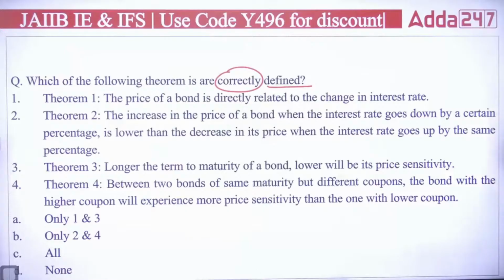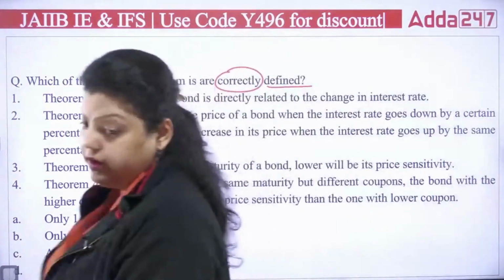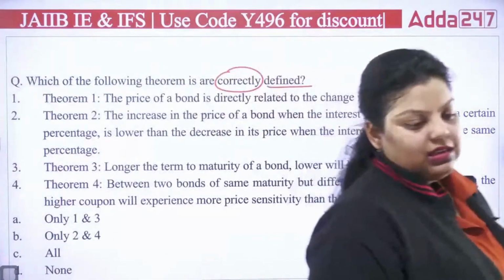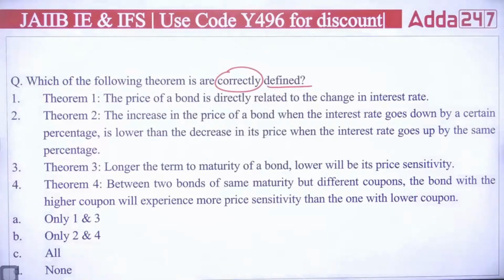Fourth, between two bonds of same maturity but different coupons, the bond with the higher coupon will experience more price sensitivity than the one with lower coupon. So what do you think, which of the following is correctly matched or correctly defined in the bond theorem? A, B, C or D? B is correct, that second and fourth is correctly defined. Read it once again. Read all the 4 statements once again.